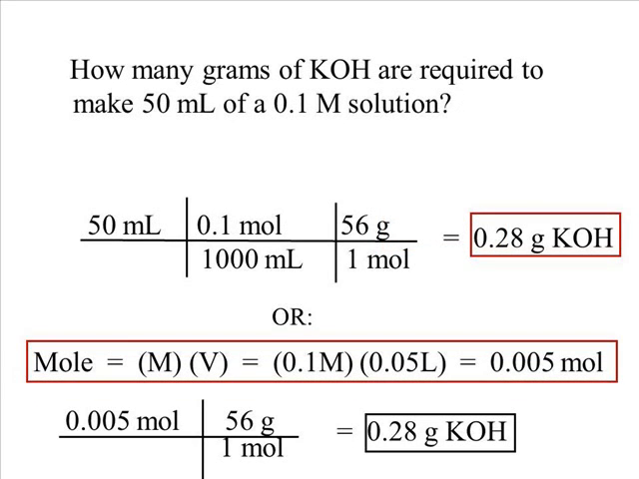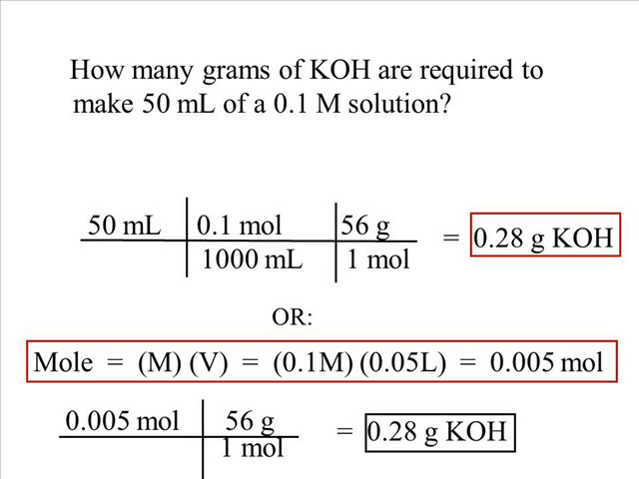How many grams of potassium hydroxide are required to make 50 mL of a 0.1 molar solution? So the top method uses dimensional analysis. You need 50 milliliters of solution. The molarity of the solution you're trying to make is 0.1 molar, so that's 0.1 moles in a liter. Of course, a liter is 1,000 milliliters, so that conversion turns your value into moles, and then you use the molar mass to get to grams.